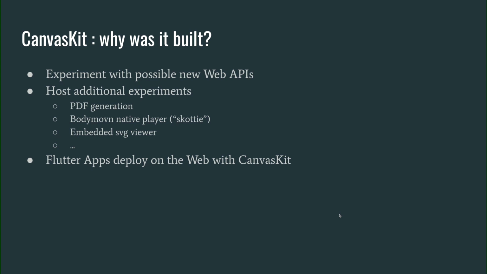We built it originally just as a playground, but now we see that it's a great tool for us to experiment with new web API ideas. In addition, we use it to host other experiments: programmatic PDF generation, a native body movement player, an SVG viewer, etc. Additionally, the Flutter team has chosen CanvasKit as a way to deploy their apps on the web.